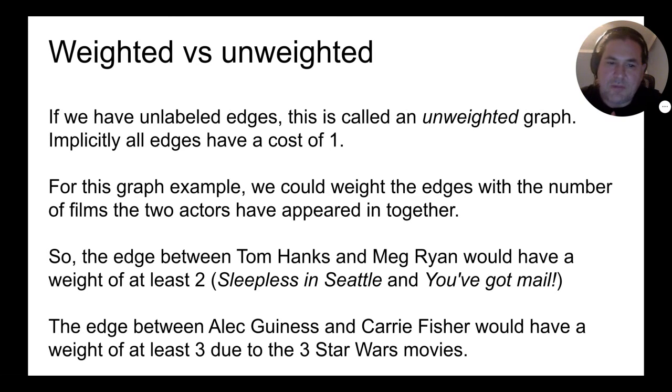That'll work. Now, for our example with Hollywood, maybe we want to weight the edges with the number of films the two actors appeared in together. That's a thing that you could maybe do. So Tom Hanks and Meg Ryan would have a weight of at least 2 because they've been in at least 2 romantic comedies together. Alec Guinness and Carrie Fisher would have a weight of at least 3 because they were in the 3 Star Wars movies together. Well, Alec Guinness wasn't really in Jedi very much, just 1 or 2 scenes. Anyway, that would be a potential way to weight this.